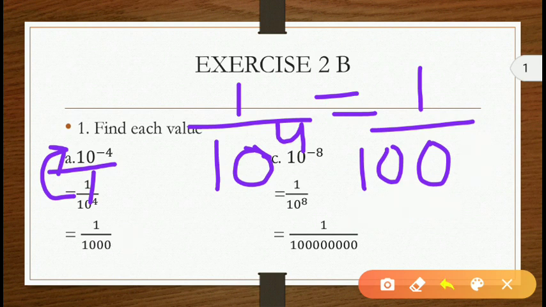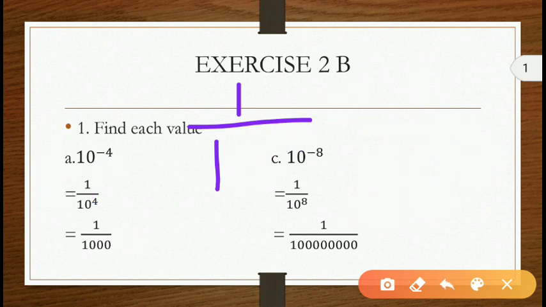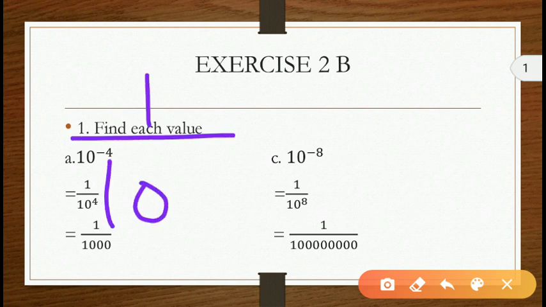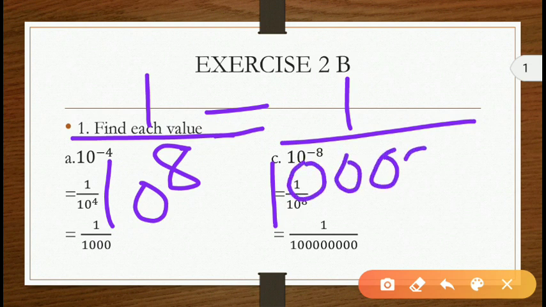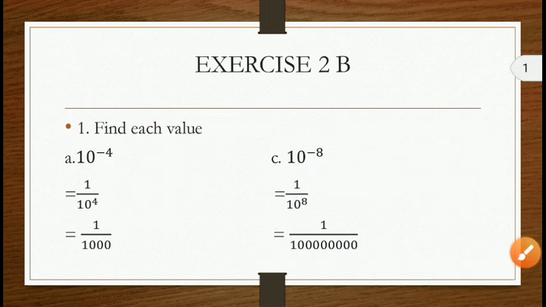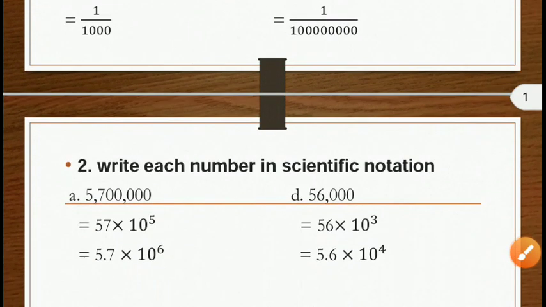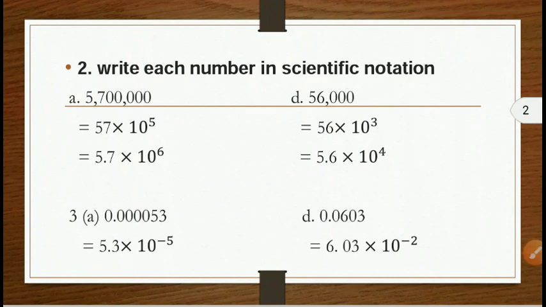Clear? Now the second question is 10 to the power minus 8. This 10 to the power minus 8 can be written as 1 upon 10 to the power 8. Now the value of 10 to the power 8 will be: write 1, and here it is 8, so write 8 times 0. 1, 2, 3, 4, 5, 6, 7 and 8. This is your answer.